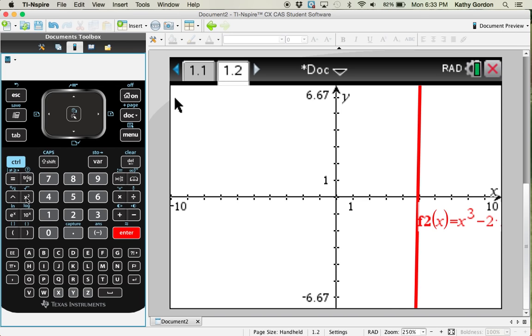Now again, at first glance, this is not a particularly helpful graph, because when we look at this, it looks like it's just a straight line through. Well, again, it's probably because we're only seeing a very small part of what the graph actually looks like.